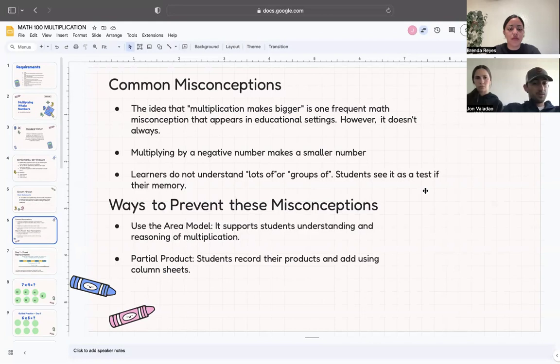Ways to prevent these misconceptions using the area model. It supports students' understanding and reasoning in multiplication. Like I said previously, it helps for visual and hands-on learners. And then partial product, students record their products and add using column sheets. Writing down all of your results on paper is most beneficial when it comes to multiplication, especially if you need to have evidence for all of your problems.